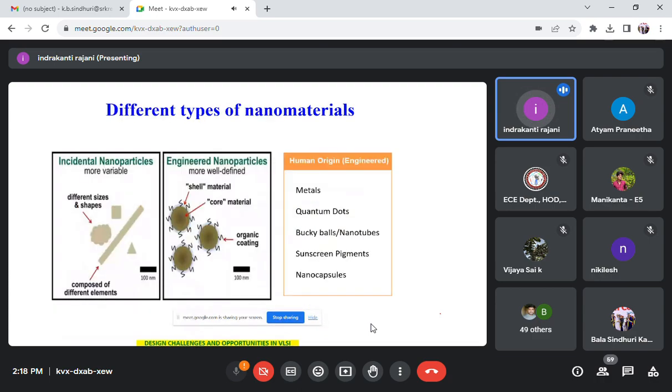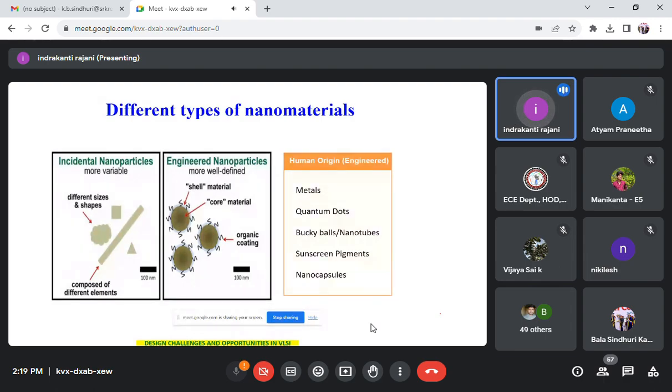Now coming to the next type of particles, these are engineered nanoparticles. We are particularly working in the lab and making the nanomaterials, like in a physics lab, chemistry lab, electrical lab, or electronics lab. You do some kind of experiments, getting some kind of reactions, where we are forcefully using elements and chemicals and preparing the nanomaterials. These are of human origin, but engineered nanomaterials, engineered nanoparticles.